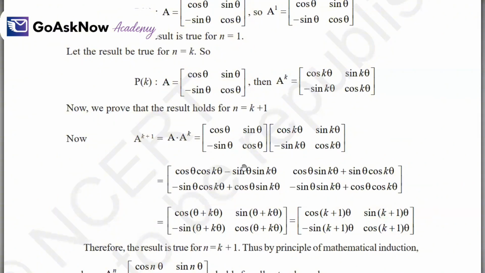So I hope you got how this question is solved. First, we proved it for n equal to 1, then assumed it for n equal to k, then we have to prove it for n equal to k plus 1 also. That will prove that it is true for all natural numbers. Okay. So let's move forward and see what the next question is.